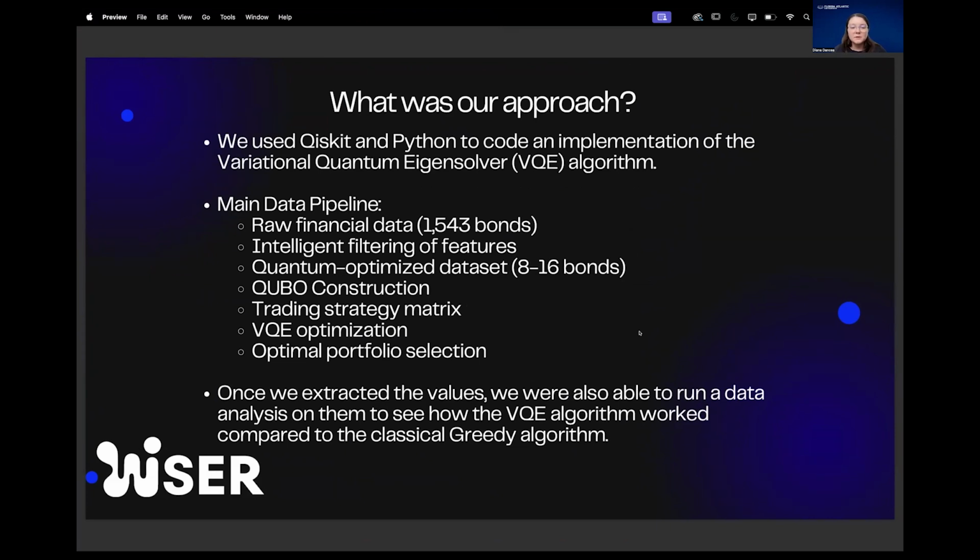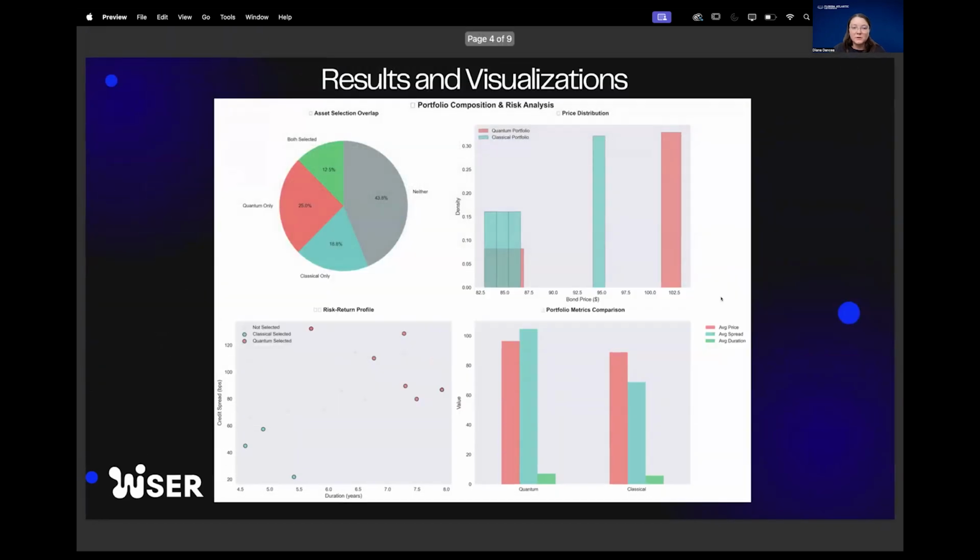And our pipeline was basically taking the data in. One thing that we did differently was we created a trading strategy matrix that used QUBO, but from more of a linear algebra perspective, with the matrix. And then we used VQE once we had the matrix, and that's how we were able to select how to optimize the portfolio. Once we got the values, we were able to do some data analysis on how the algorithm was doing, including the percentages and everything.